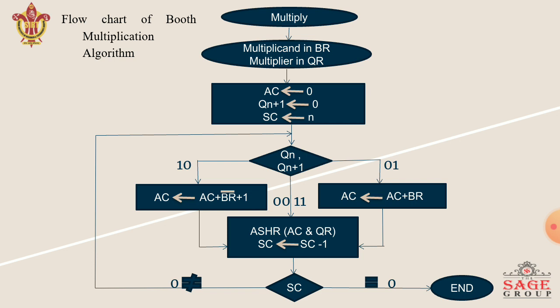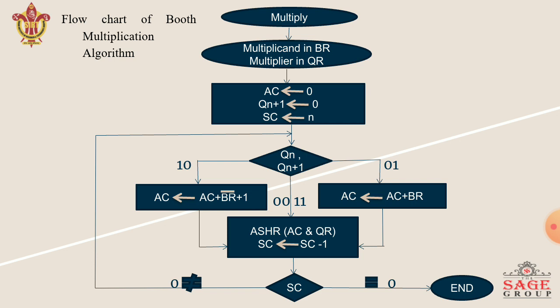Here, Qn is the rightmost bit of QR. In case the output of Qn Qn plus 1 is 10, we add BR bar plus 1 to AC, and the value is stored in AC. In case the output of Qn Qn plus 1 is 01, then we add the value of BR to AC, and the value is stored in AC.